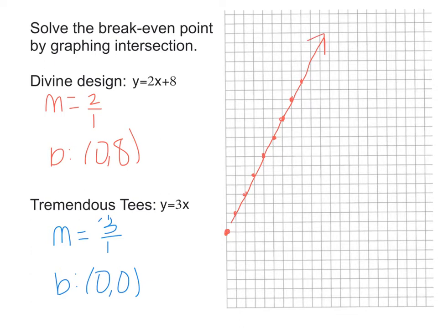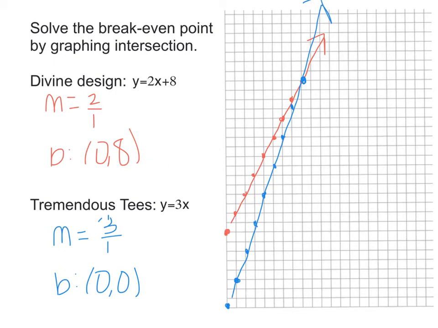Now I'm going to do the same thing with Tremendous Tees. I'm going to start at the origin, make my y-intercept point. I'm going to go up 3 over 1, make my next point, up 3 over 1, and I'm going to continue doing this. And then I am going to draw my line with an arrow on the end showing that it continues.